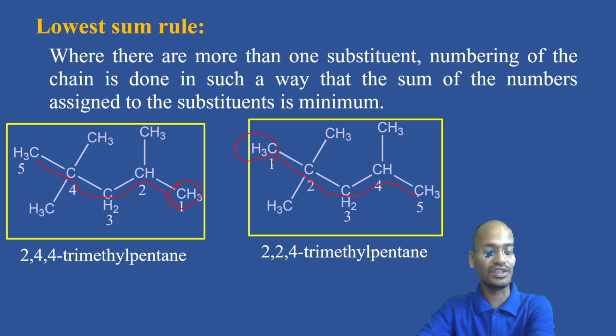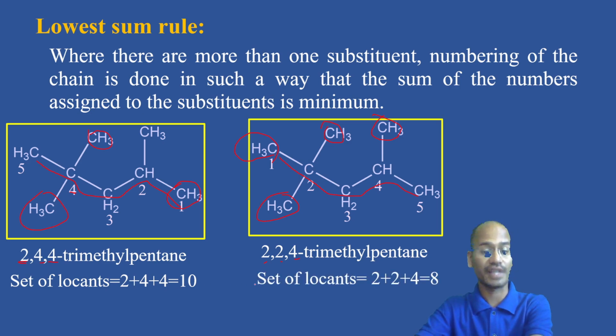Now, let us try to see the substituents. Here, there is one substituent at second carbon. So, one time it was repeated as 2. And 2 substituents are there on fourth carbon. So, 4, 4. In this case, there are 2 substituents on second carbon. So that's why 2, 2. And 1 substituent is there on fourth carbon. That's why 4. If you see, the summation of these substituent numbers, that is 2 plus 4 plus 4, is becoming 10. Whereas in the second case, 2 plus 2 plus 4, it's becoming 8.